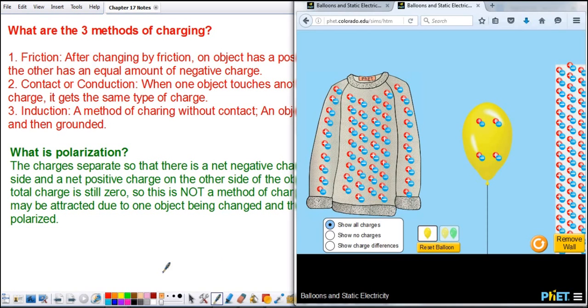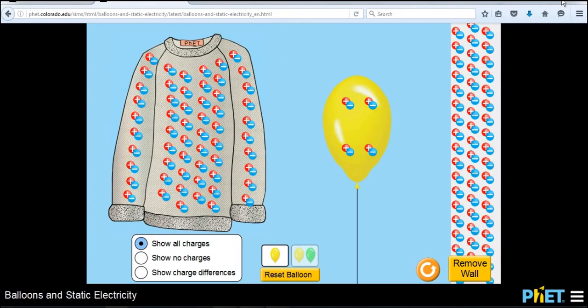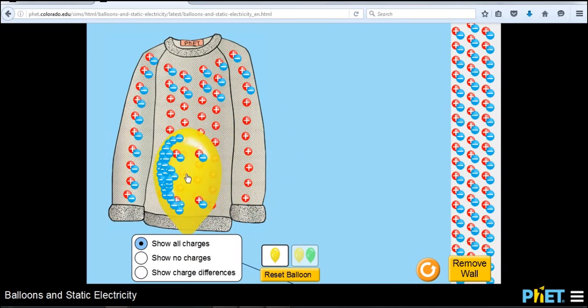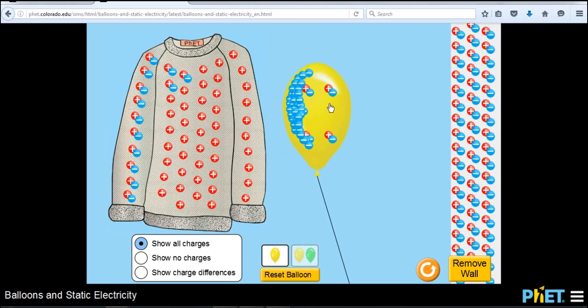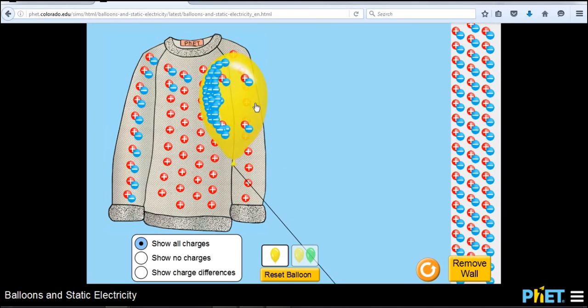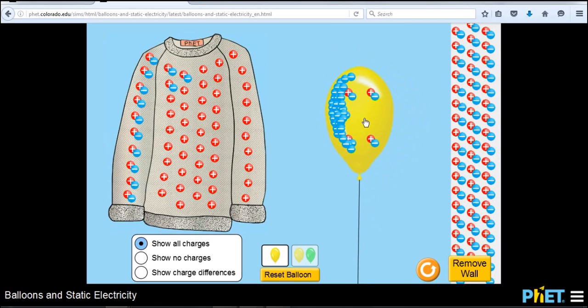So here we have an example. We've got a balloon here, and the balloon is neutral. It's got 4 positive charges and 4 negative charges. And then the sweater over here has an equal number of positive and negative charges. If I go over here and rub the balloon against the sweater, what happens is by friction, some of the electrons leave and go to the balloon. And now the balloon has a net negative charge, and the sweater has a net positive charge.